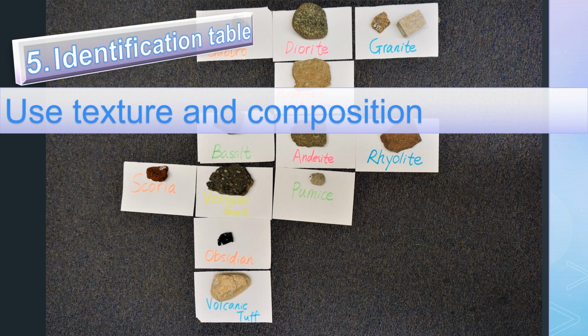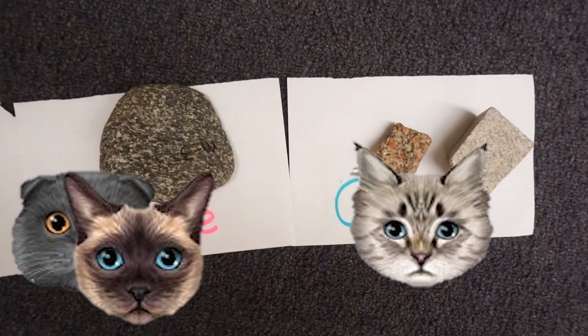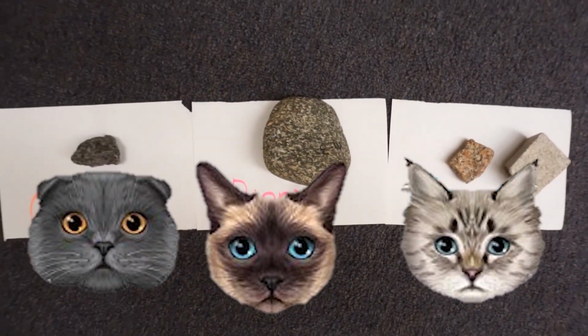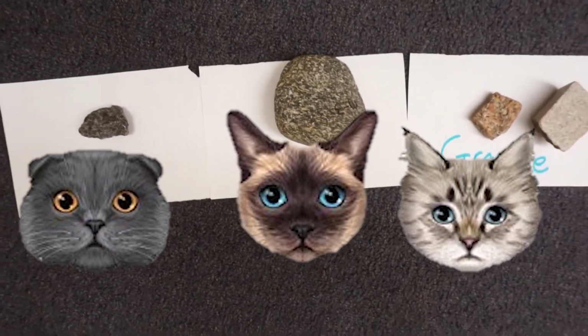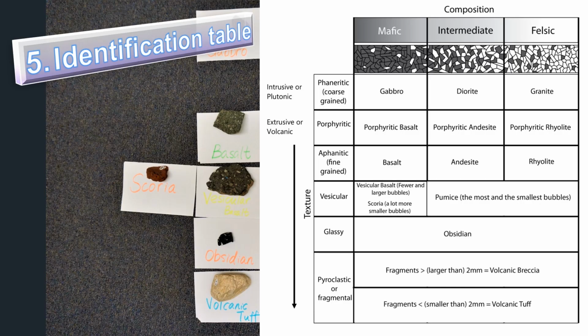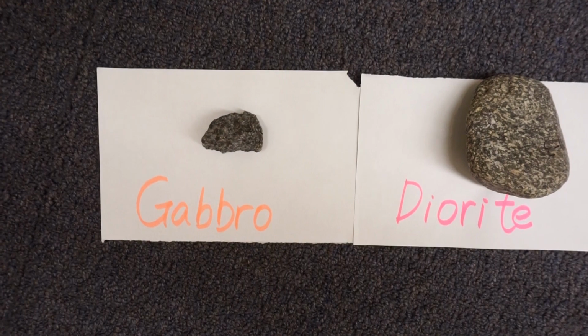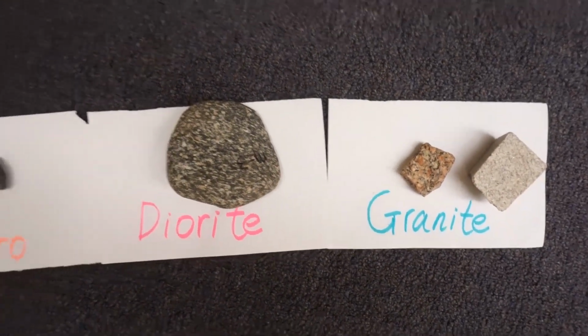Use texture and composition to identify samples. These three samples are coarse-grained, which means they belong to phaneritic texture, and we arrange them according to their composition from Mafic to Intermediate to Felsic. From this table, we find that with their composition and their texture, these samples are identified.